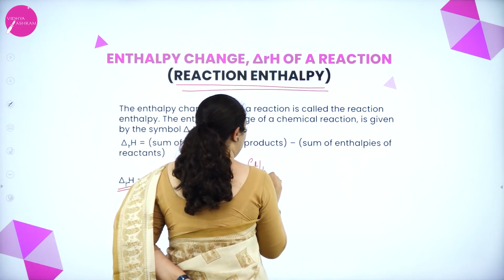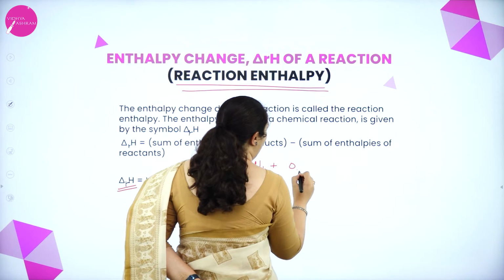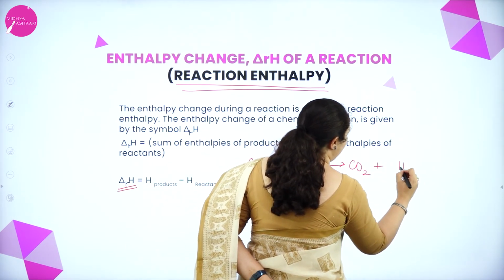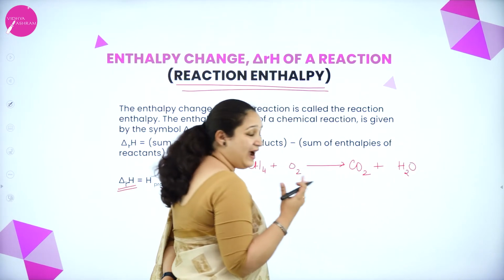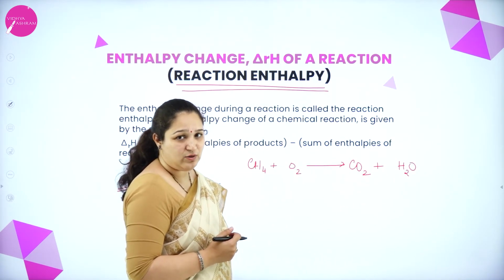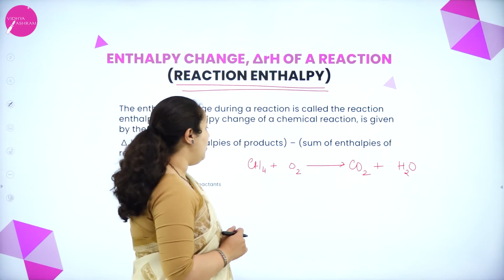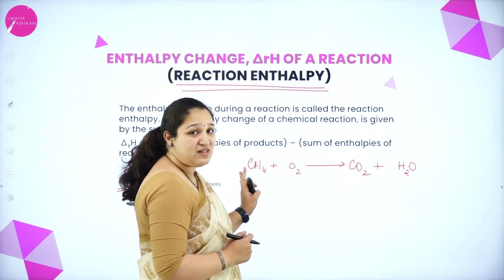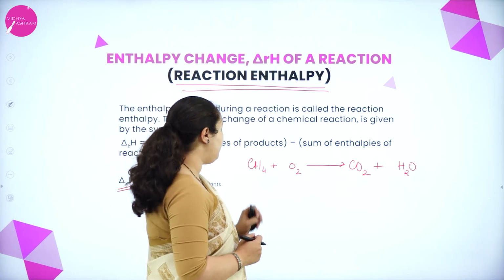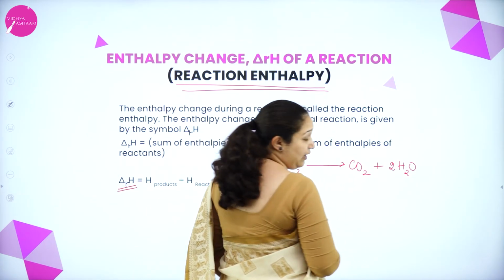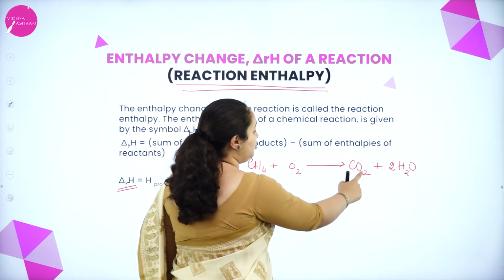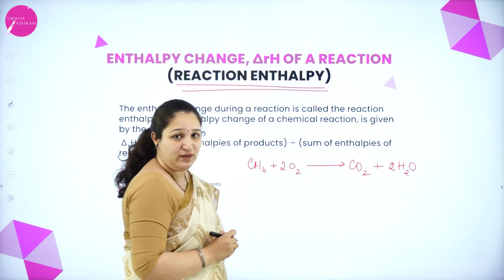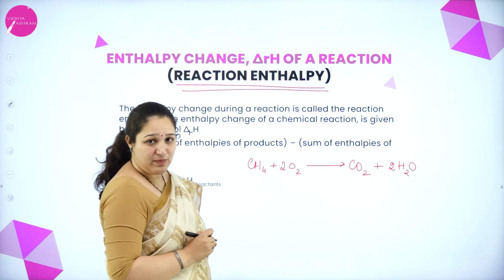For example, I am taking methane reacting with oxygen to form carbon dioxide and water. I don't know delta H, I need to calculate it. First, we have to observe whether the reaction is balanced. If you see this, it's not a balanced equation. So here, I have 4 hydrogen. This became 4 hydrogen now. 2 plus 2, 4 oxygen is there. So here also, I'll have to put 1, 2. Now, it's a balanced chemical equation.